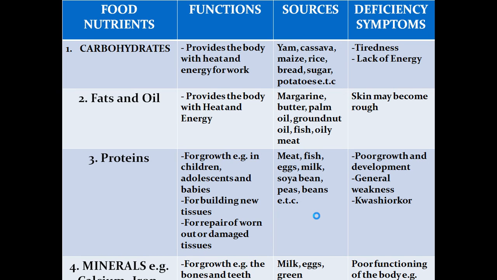Now, if one is not taking carbohydrates, like we have in that RDA, recommended dietary allowance, they recommend the amount of nutrients you are supposed to consume per day. It means that if you are not taking the right quantity of carbohydrates, one will be tired and one will be lacking energy. That's the deficiency. Deficiency means when you lack something, what happens to the person? It means that tiredness occurs and lack of energy.